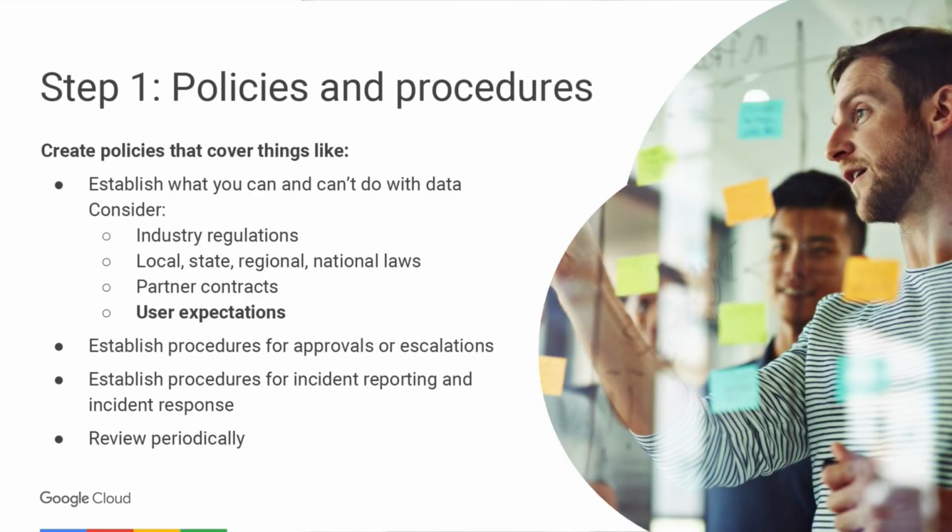So first step we talked about was having the right policies and procedures. So first, you want to have policies that cover things like the following. You want to make sure you establish what you can and can't do with data. So consider things like industry regulations, local, state, regional, national laws, partner contracts. You may have signed an agreement with the partner. You want to make sure that you are following those terms. And a really important one is user expectations. What are your users expecting you to do with this data? Because you want to provide a valuable service, but you also don't want to surprise them or not meet their expectations on how you're handling data.